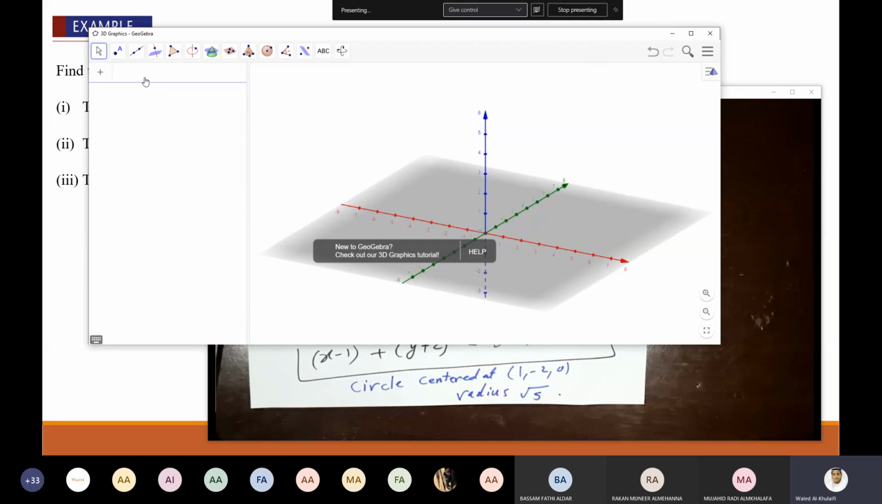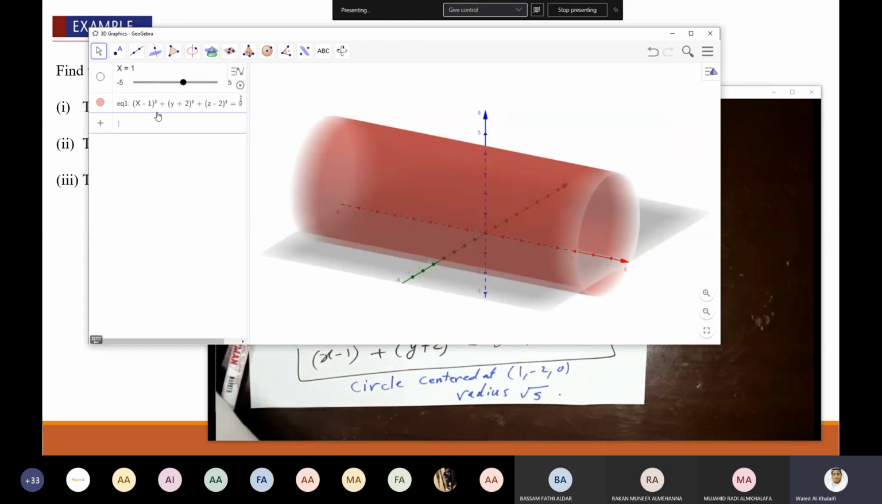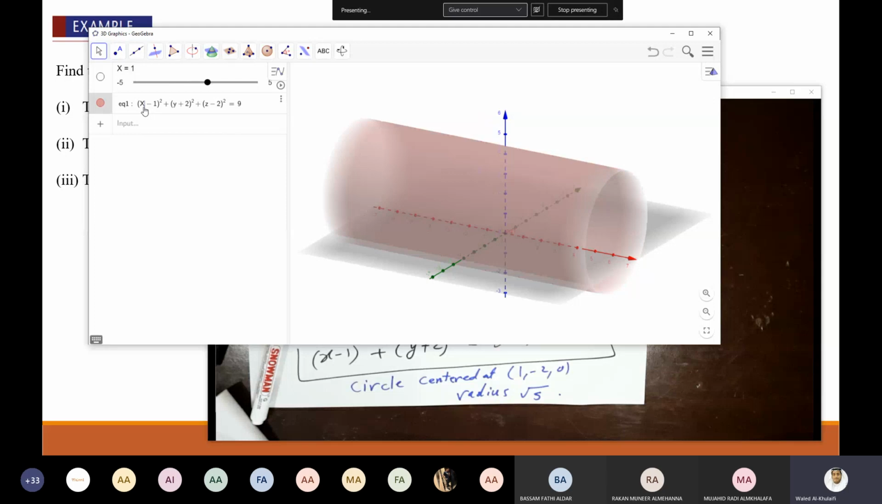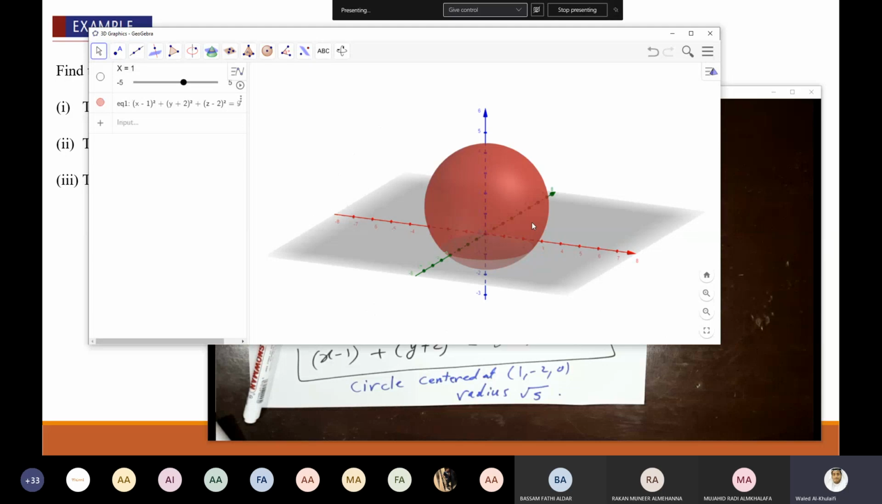So remember, guys, the equation is (x minus 1) squared plus (y plus 2) squared plus (z minus 2) squared equals 9. I know I wrote x capital, but it's okay. So this is the sphere, as you see here.